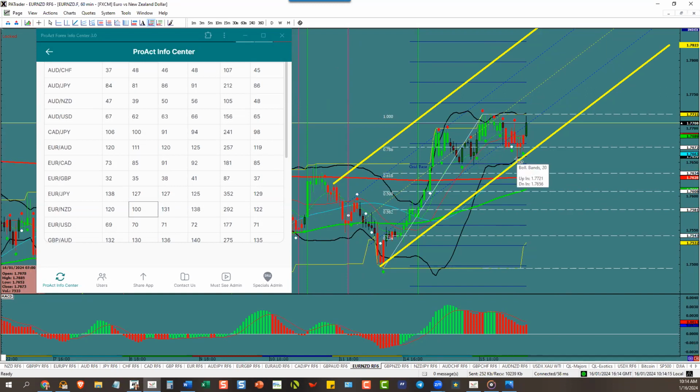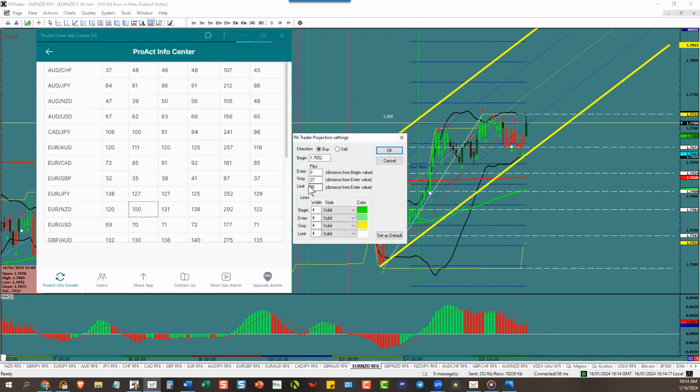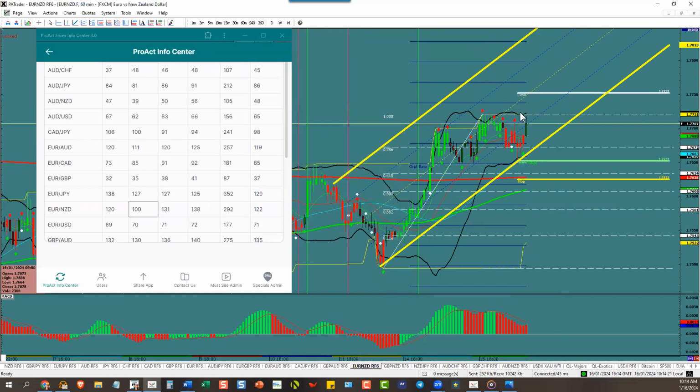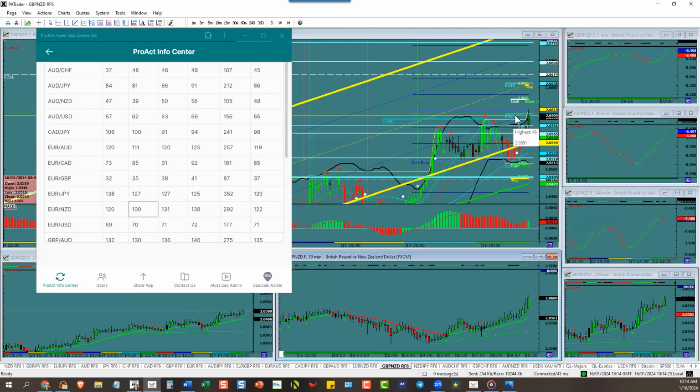We put a low in over here. Grab the low. We're going up for 100 pips. 100 pips. And there we go. And we don't have 55 pips left. So walk away from it. All right, pound New Zealand.